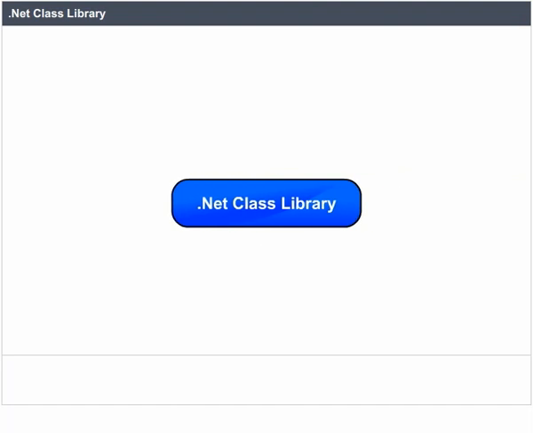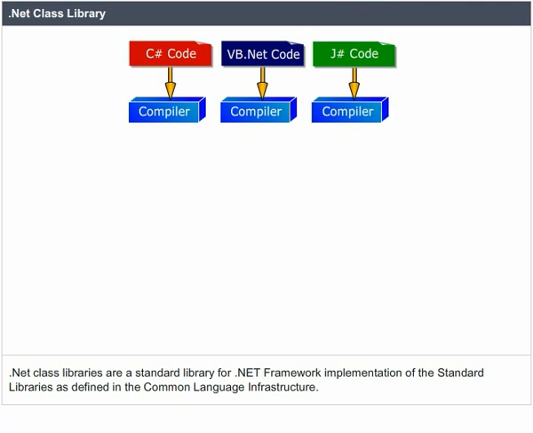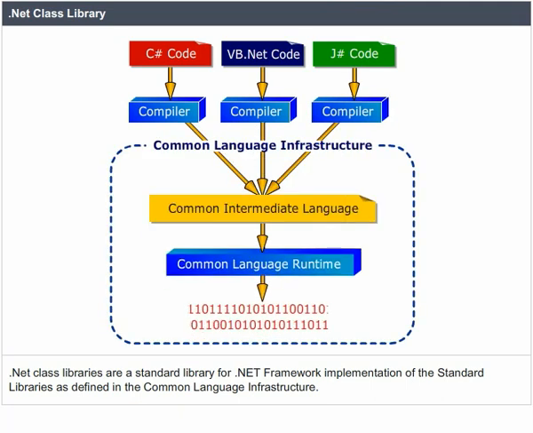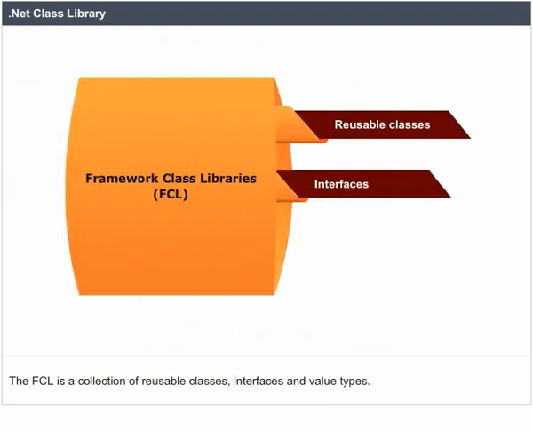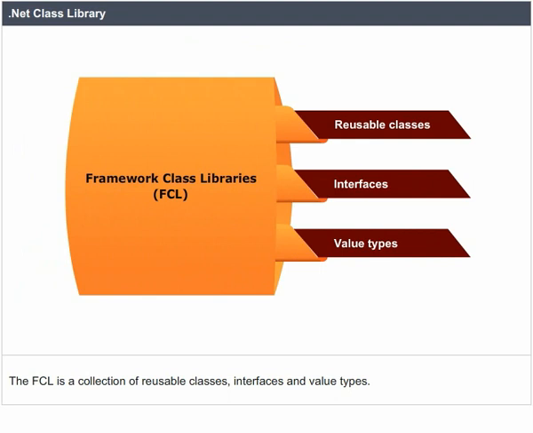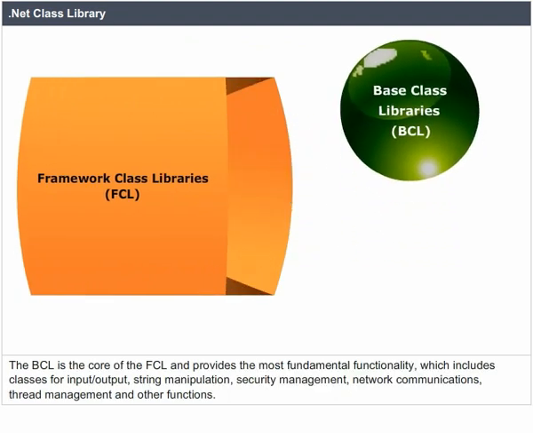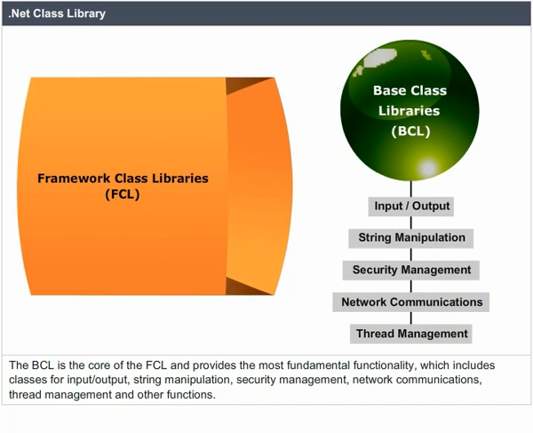.NET Class Library. .NET Class Libraries are a standard library for the .NET Framework, an implementation of the standard libraries as defined in the Common Language Infrastructure. The FCL is a collection of reusable classes, interfaces, and value types. The BCL is the core of the FCL and provides the most fundamental functionality, which includes classes for input, output, string manipulation, security management, network communications, thread management, and other functions.